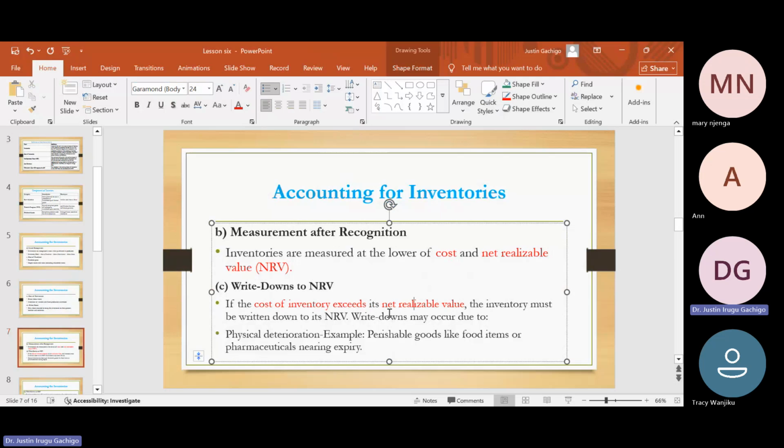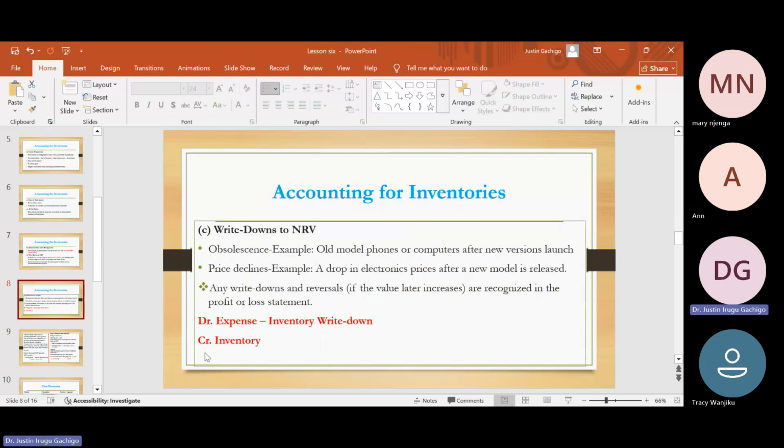Some of the causes of the write down, or the cost exceeding net realizable value, include: one, physical deterioration, for example, perishable goods like food items or pharmaceuticals nearing expiry. So you may find that in some instances you are selling a good at a loss because those goods are nearing expiry. Or for example, when you go to a market and in the morning a cabbage was costing 10 shillings, in the evening it is costing 5 shillings. It's because the asset is deteriorating; the cabbage is deteriorating in its value.